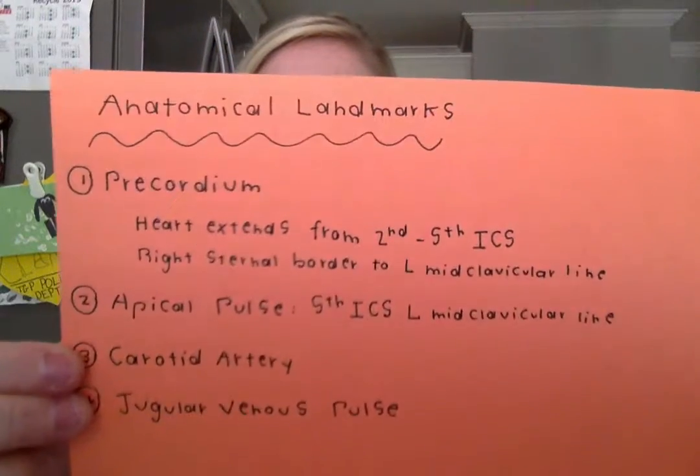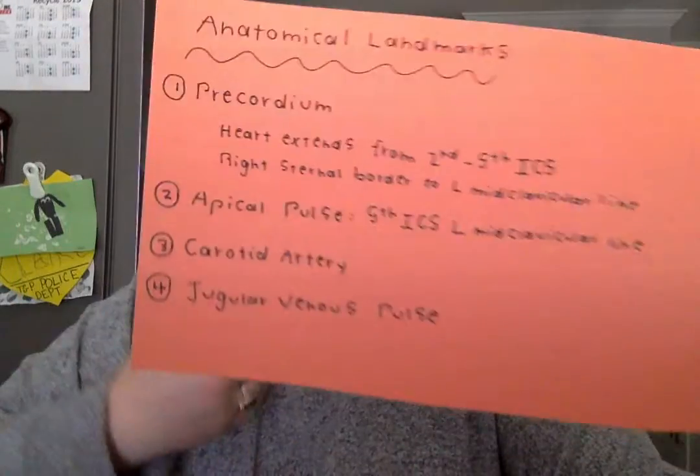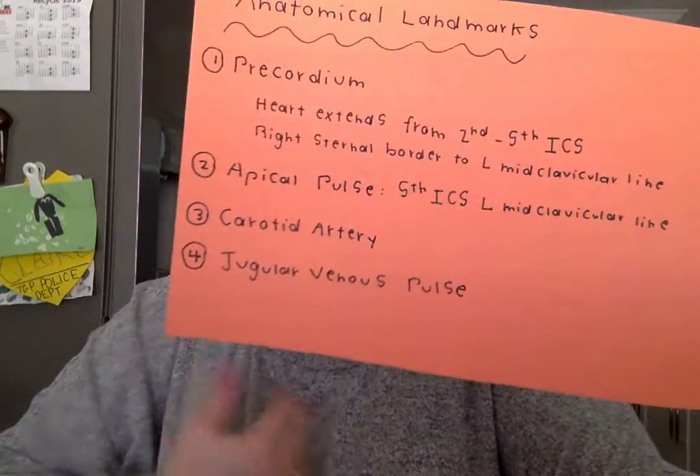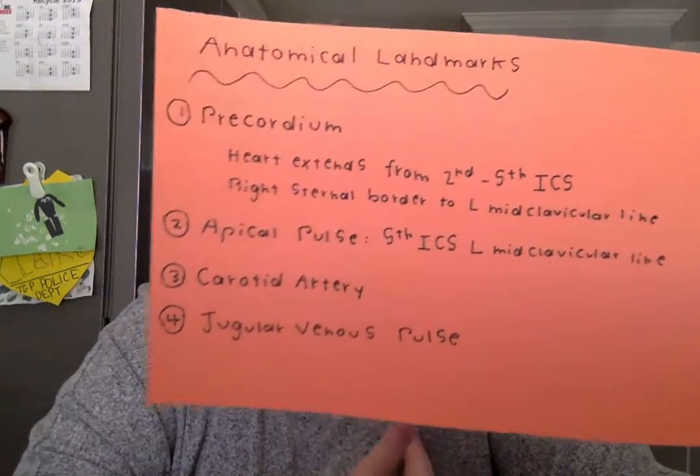The heart extends from the 2nd to 5th intercostal space, from the right sternal border over to the left mid-clavicular line. And when we say mid-clavicular line, we mean that when your clavicle is here on your chest, you just draw a line straight down the middle.